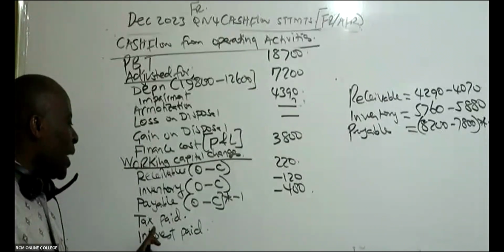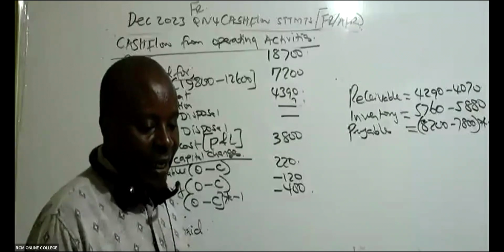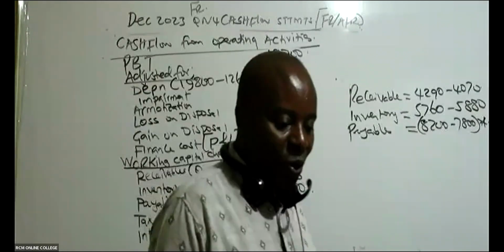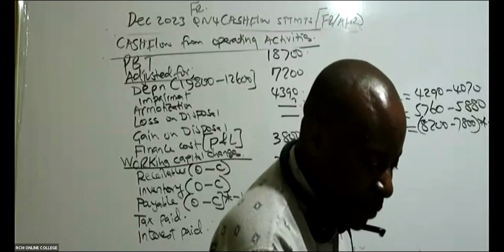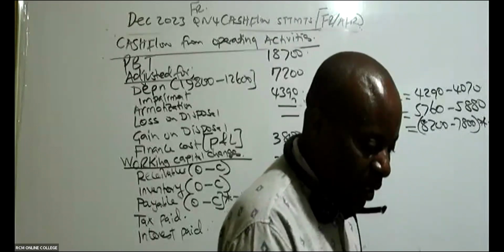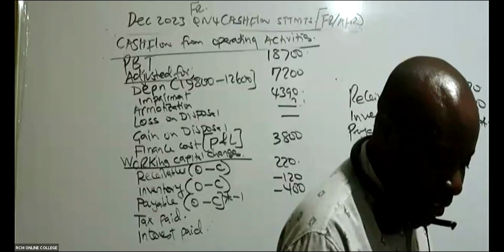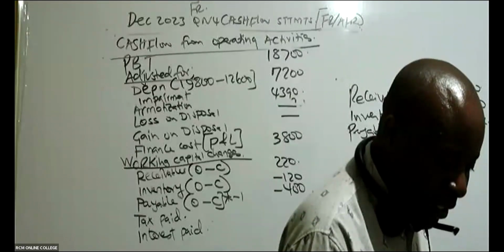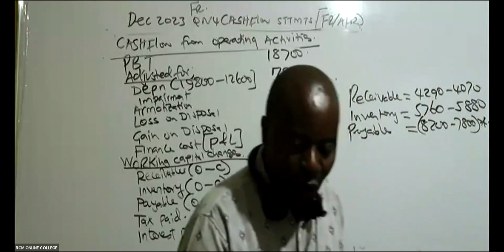So then we come to tax paid, which is the easiest. Knowing how much I've paid is really a very easy thing. Are you able to see the taxes? Go to your balance sheet.